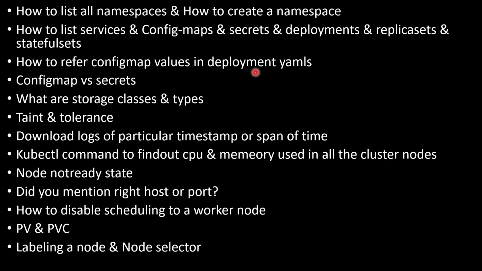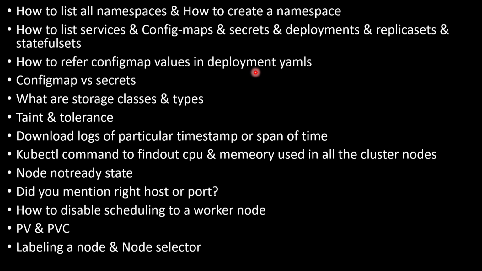Taint and toleration: when you are trying to deploy something into your nodes which shouldn't be reflected into another node, it should not go into another node. You should restrict all other nodes, and your deployment should go into a particular node. In that case you use this taint and toleration concept.